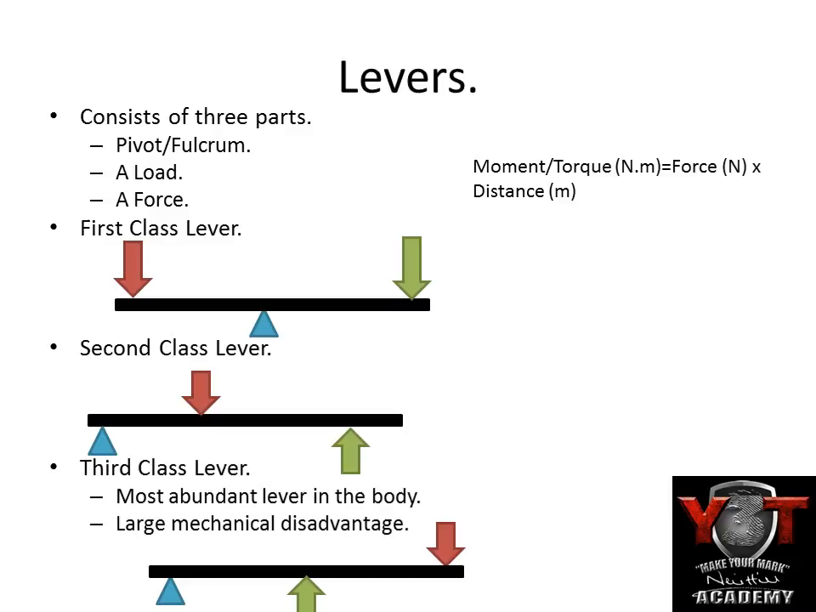Okay, now unfortunately for us as humans, or as mammals in general, the third class lever is the one that's the most abundant lever in the body. And it's unfortunate, but it kind of has to be this way.